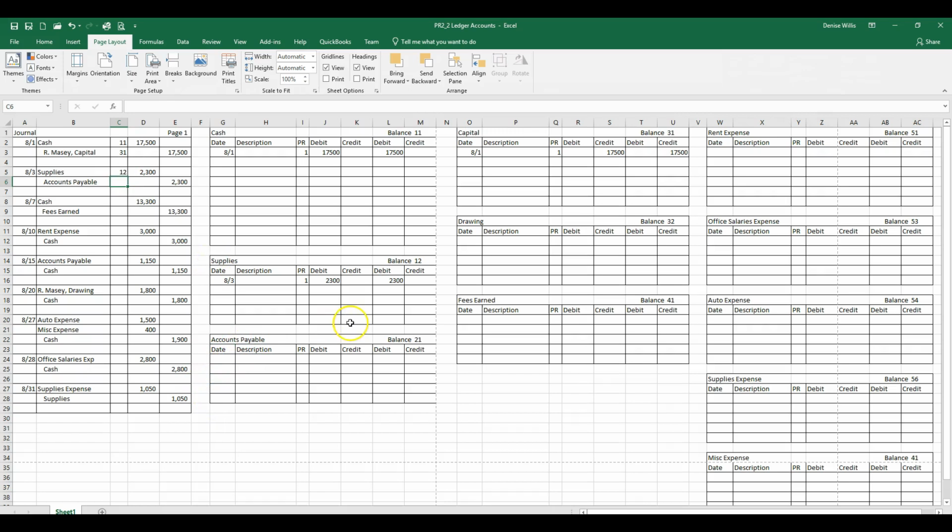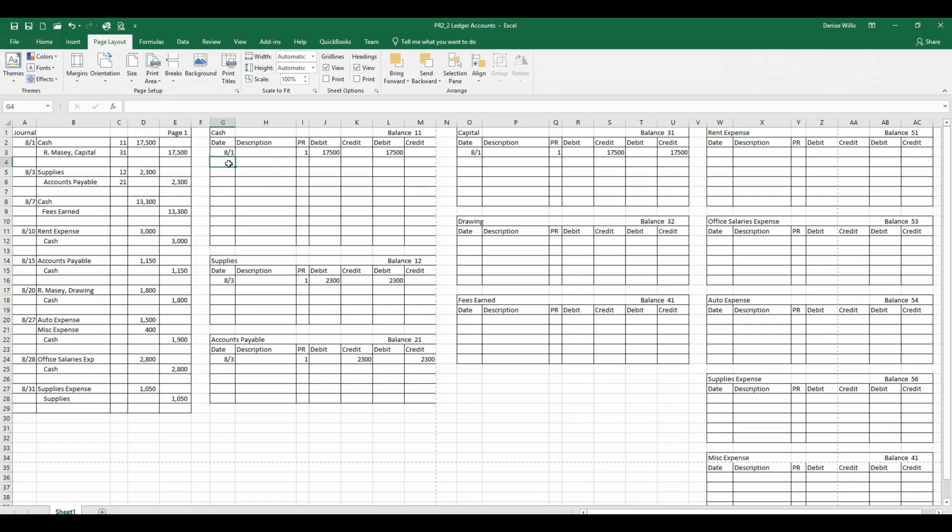Okay, I need to find accounts payable, and it's right down here. Accounts payable has a credit of $2,300. You can see right there. So on 8.3 from page 1, I give accounts payable a $2,300 credit, and it has a $2,300 balance. Okay, now so far all the individual transaction amounts and the balance have been the same because it's the only transaction. Now, oh, sorry, I forgot to put my 21 in accounts payable.